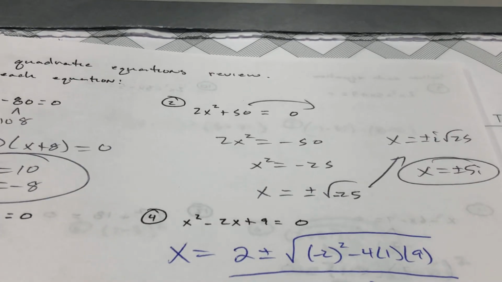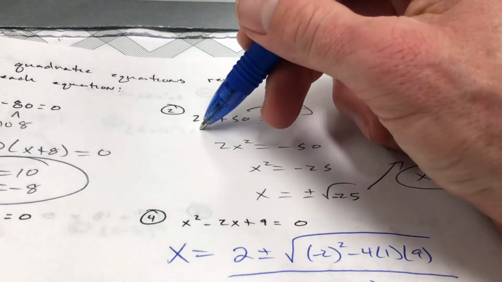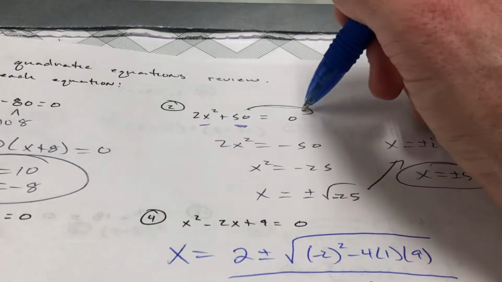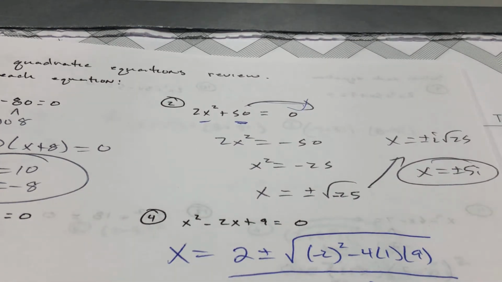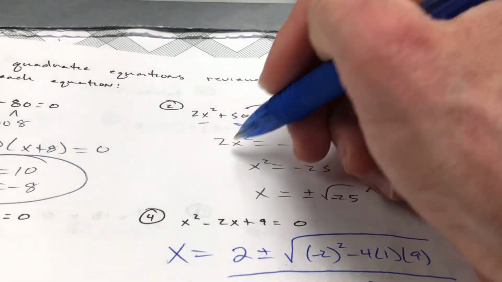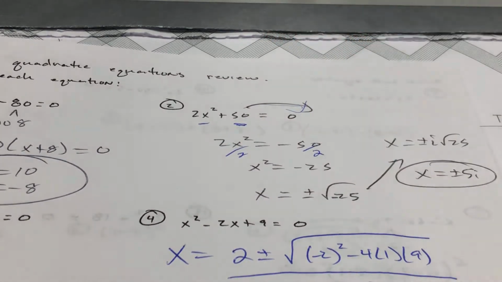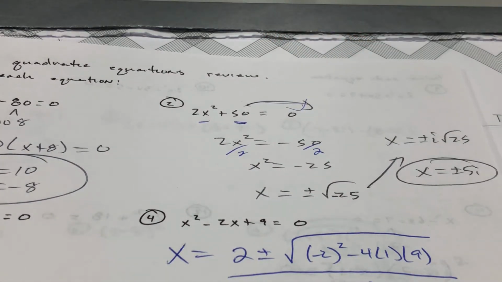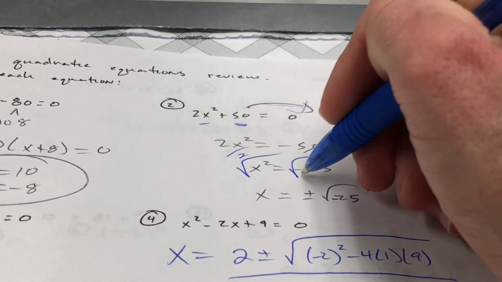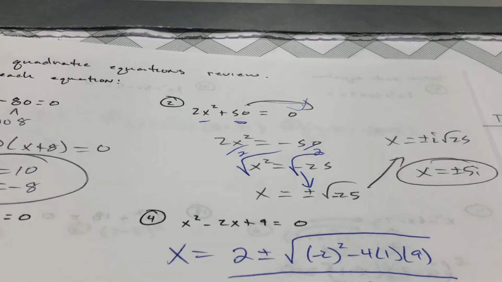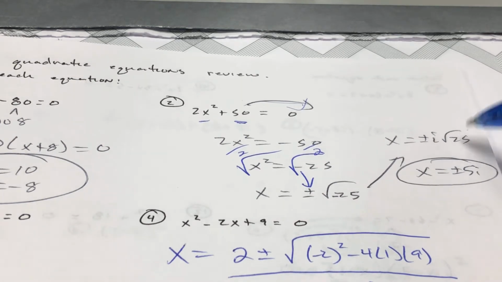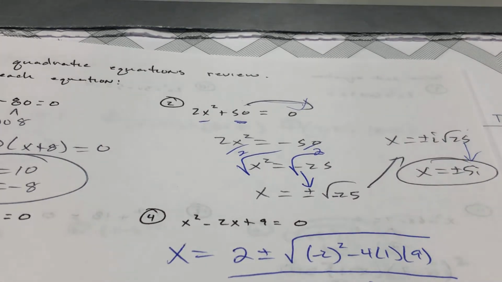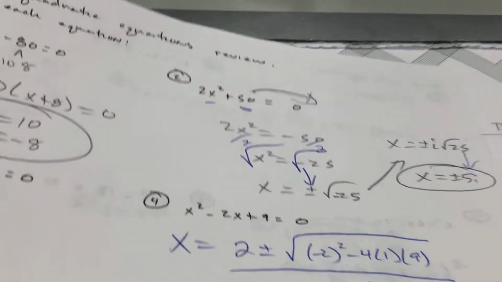2x squared plus 50 is 0. Anytime you have an x squared, which we do here, and a constant with no middle term, move that constant over. You have 2x squared is equal to negative 50. Divide both sides by 2. Now you have x squared is equal to negative 25. Take the square root of both sides. Don't forget about the plus or minus. Square root of a negative, you have to make sure you take the i out. i root 25 is 5i, because root 25 is 5.